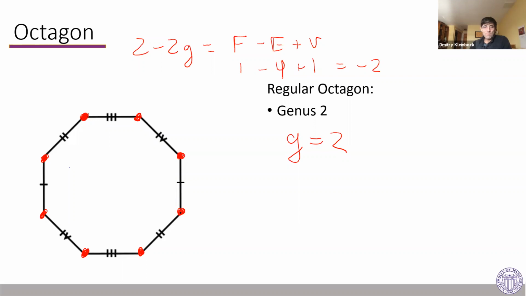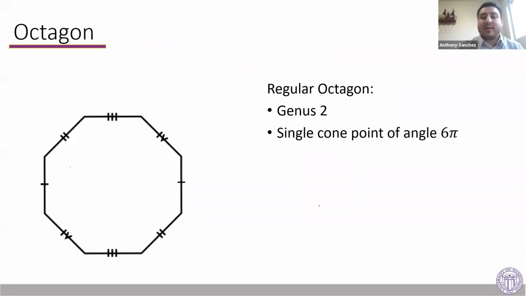And so we get a genus 2 surface, right? So something topologically, a 2-hole donut. And we get a single cone point of angle 6 pi.